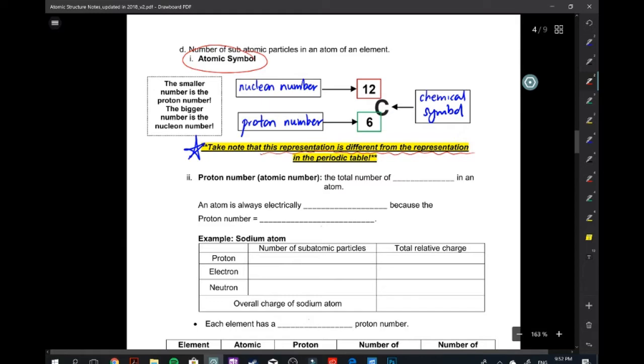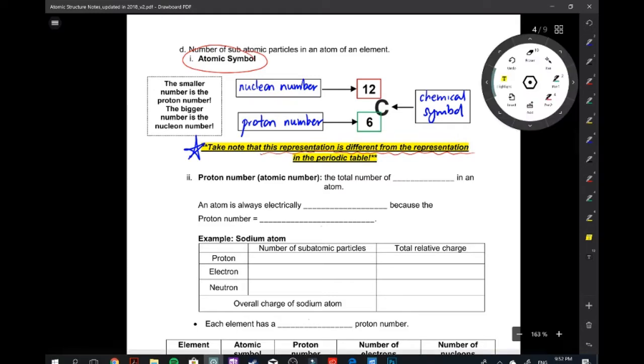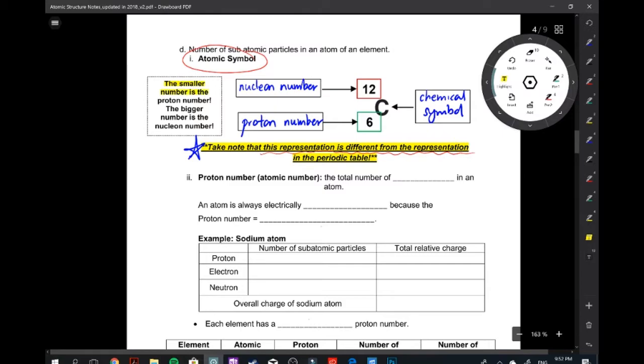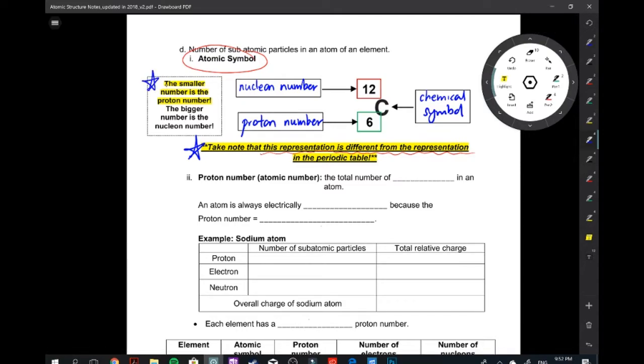Okay, so the best way for you to remember what exactly you need to look out for would be to take note that as long as the number is smaller, that will be the proton number. So do not confuse yourself. Basically, the smaller number will be the proton number. Alright, with that, let's go back to the lesson itself.